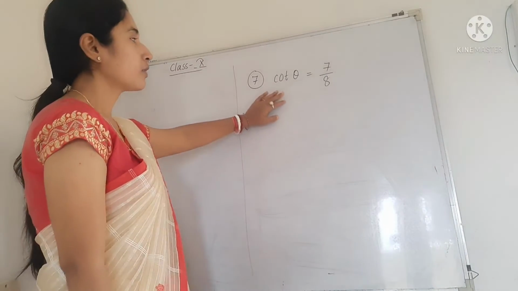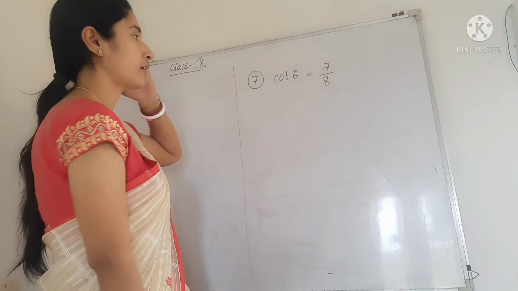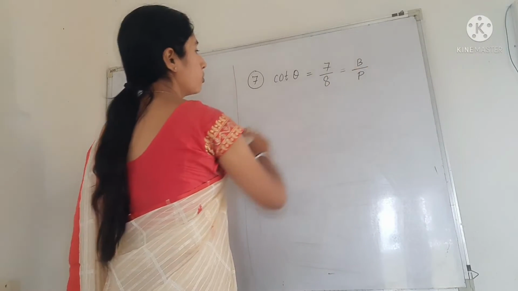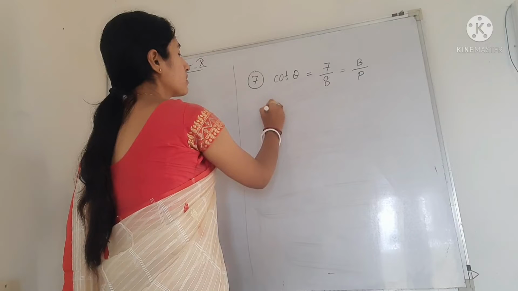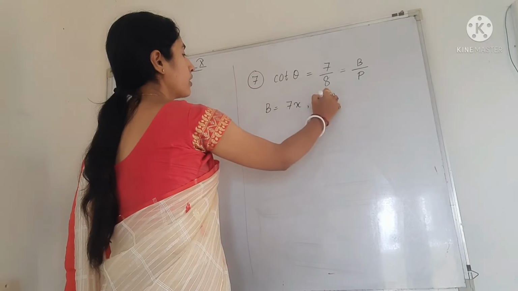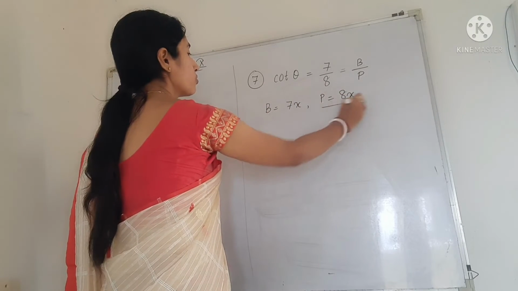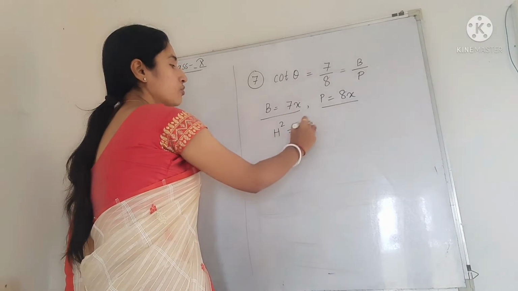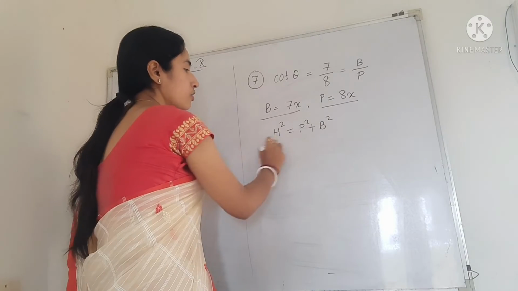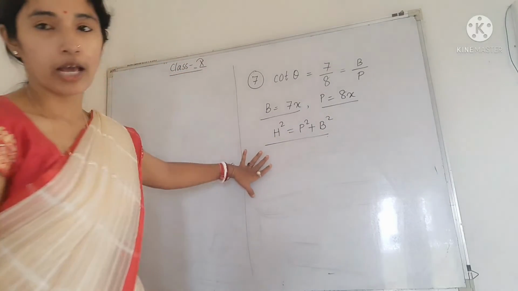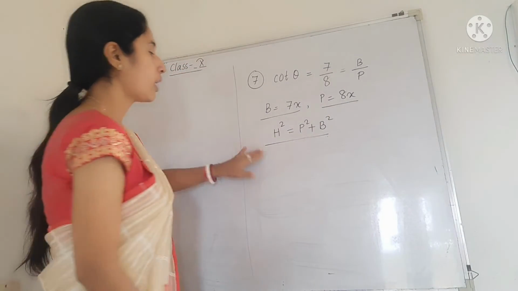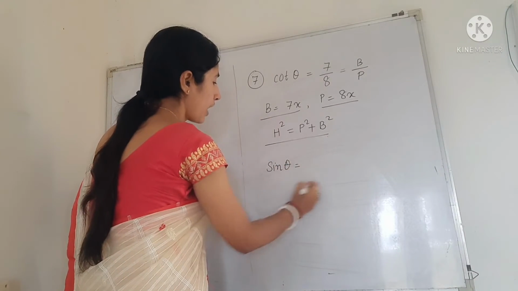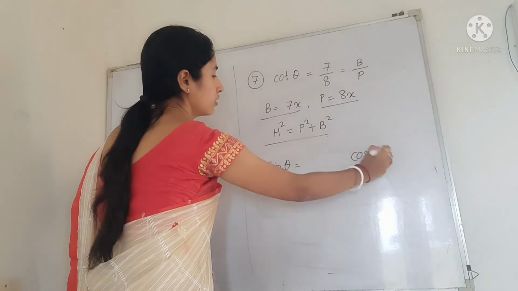Okay. Here in question number 7, cot theta is given, that is 7 by 8. So cot theta is base by perpendicular. So we can write base is equal to 7x and perpendicular is equal to 8x. Using base and perpendicular, we can easily find the hypotenuse using the Pythagoras theorem. So like this you can find the value of the hypotenuse. After finding the hypotenuse, what you have to do? You have to find the value of sin theta and cos theta.